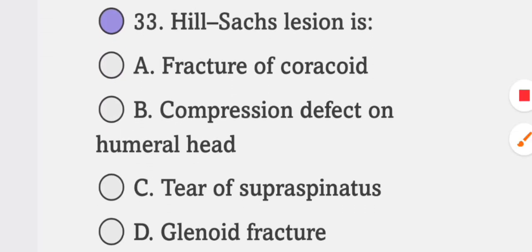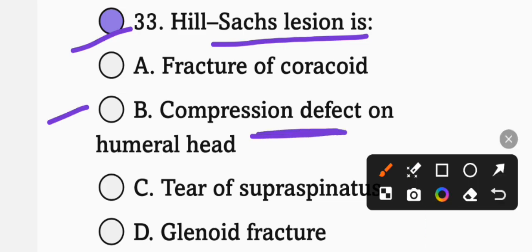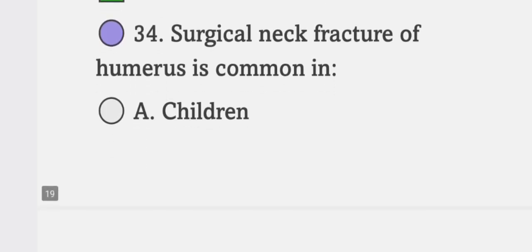Now come to 33 questions. Hill-Sachs lesion is a very common MCQ. It is a compression fracture seen at the posterolateral aspect of the humeral head. B option is the correct option because the humeral head hits the glenoid rim, so it is a bone defect, a compression defect on the humeral head. Bankart lesion is a soft tissue injury, and Hill-Sachs lesion is a bone defect. B option is correct.